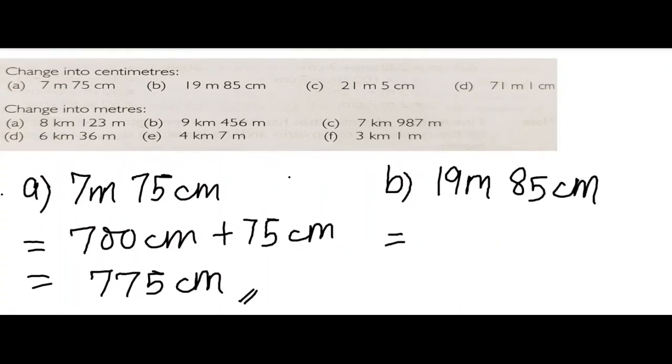So 19 meter means, after 19 meter how many zeros are you going to add? 19 meter means 1900 centimeter. Yes, after 19 you will add 2 zeros. That is the rule of conversion. So plus 85 centimeter. So add it.